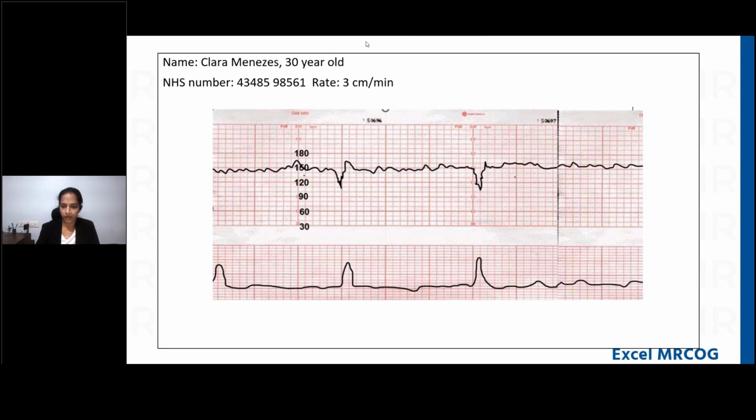But at any particular time, suppose that it comes down to 90 and it is persistent, along with the late deceleration, that means chronic uteroplacental insufficiency. Okay. Yeah, got it.